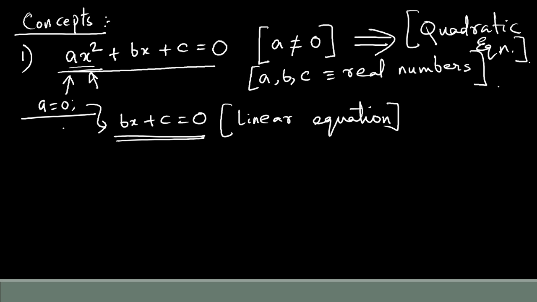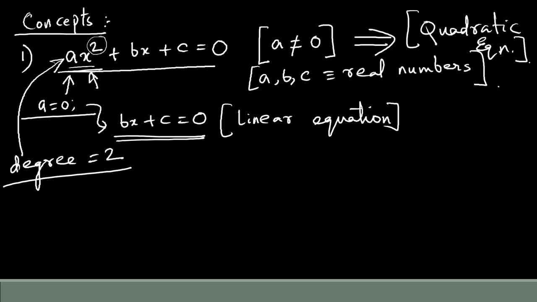Also, one thing: in ax square plus bx plus c, the highest power of x is 2, right? So the degree of a quadratic equation is 2. Degree is 2. Hope you understood this.